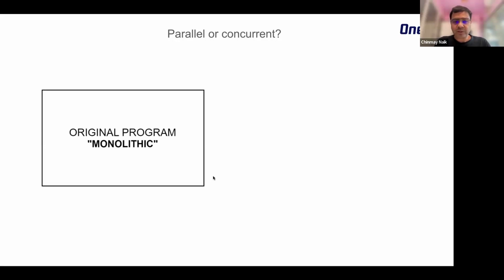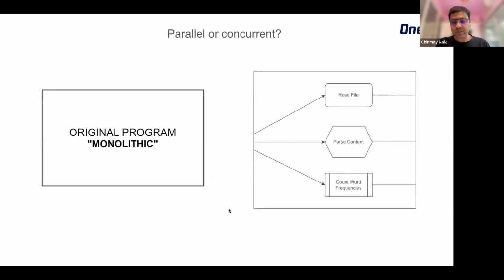So we have this original program which is, let's call it monolithic, in the sense that it's a single program with a single thread and no function separation. It just reads the entire file and parses the tokens. Imagine this written in any programming language, a single big giant function. And we want to break this down into these three high-level functions.